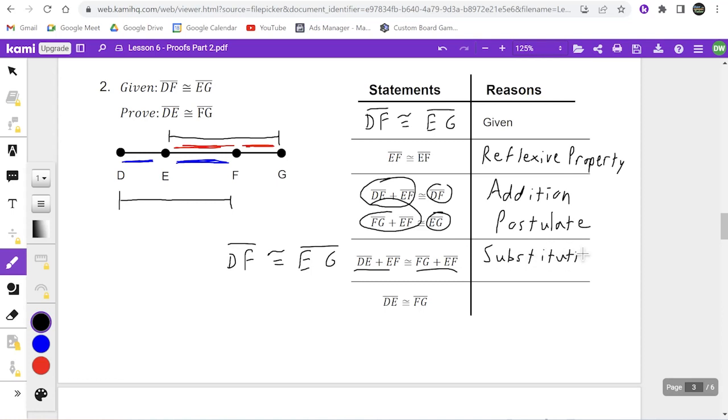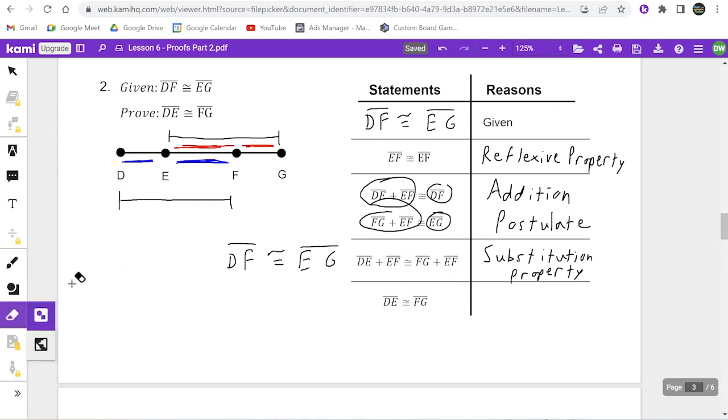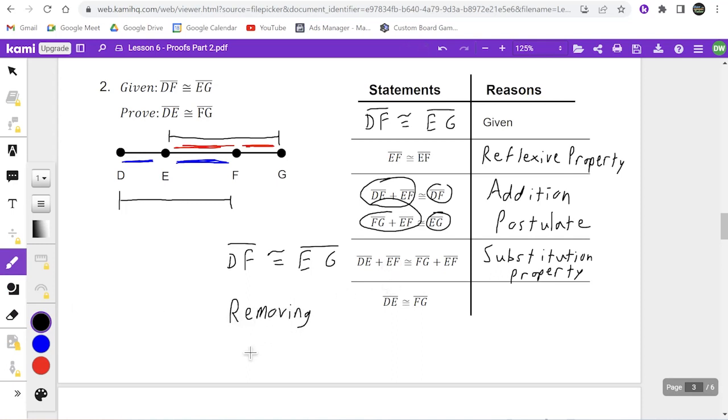And if you don't see that, that's okay. This is pretty advanced. But I'll say the answer and you can say, oh, that makes sense. Fair enough. And then what am I doing to go from the second to last step to the last step? What's the difference? Because it looks like I'm removing EF. What is the reason for that?